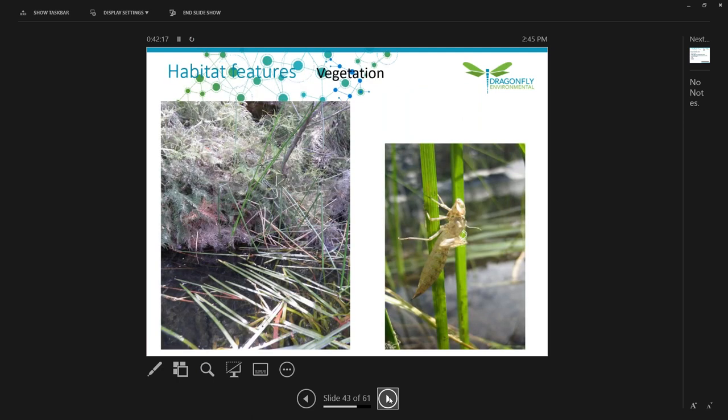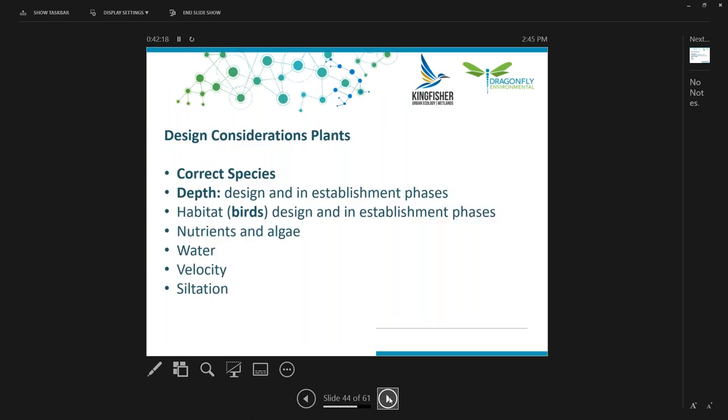The plants themselves are a key part of the habitat. Design considerations for plants, I'll touch on this, because as I mentioned, the wrong plants in the wrong place mean wetland failure. So just to recap quickly, water level control, really important.